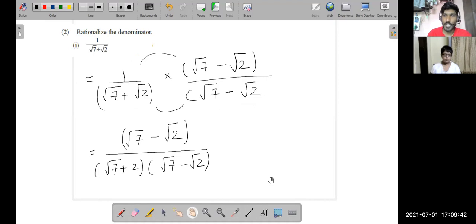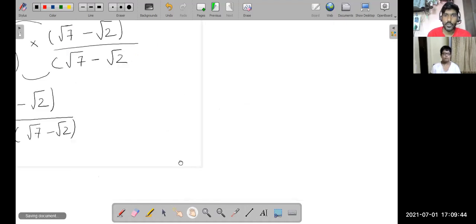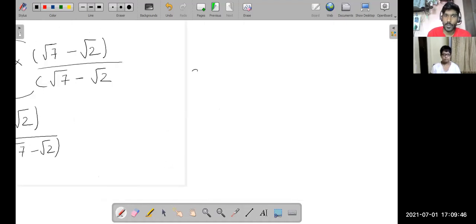Now, before we continue further, I want you to recollect one formula. What is the formula of a square minus b square? Two AB. Repeat. A square minus b square.